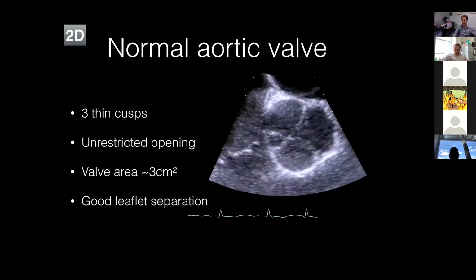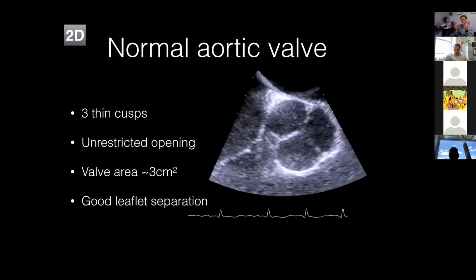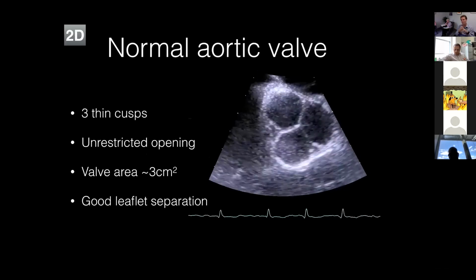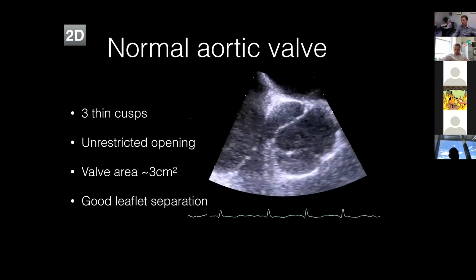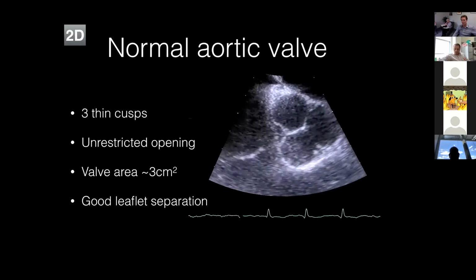So the aortic valve obviously has 3 cusps. They're normally thin and open beautifully like a flower. Normally got a valve area of about 3 centimeters squared, and the flower should open up nicely so that you see a nice hole approximately 3 centimeters squared in size.